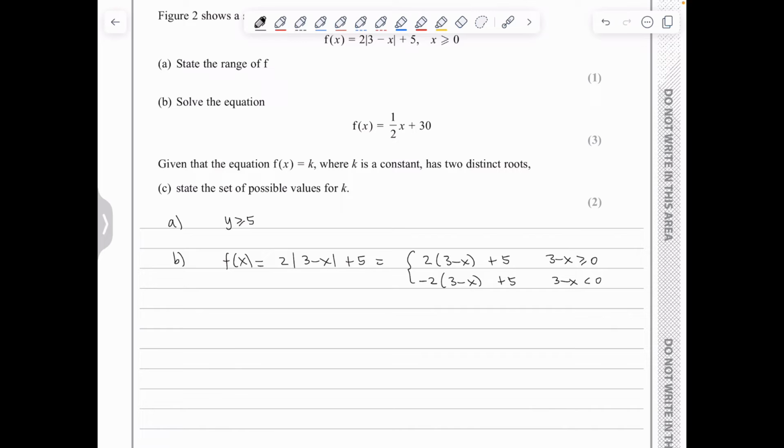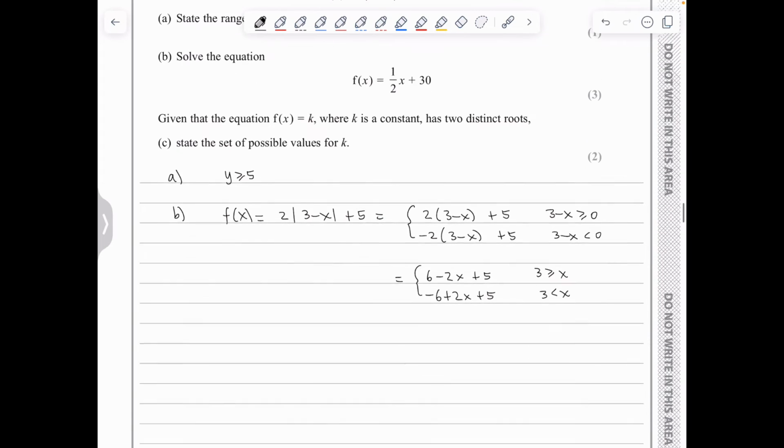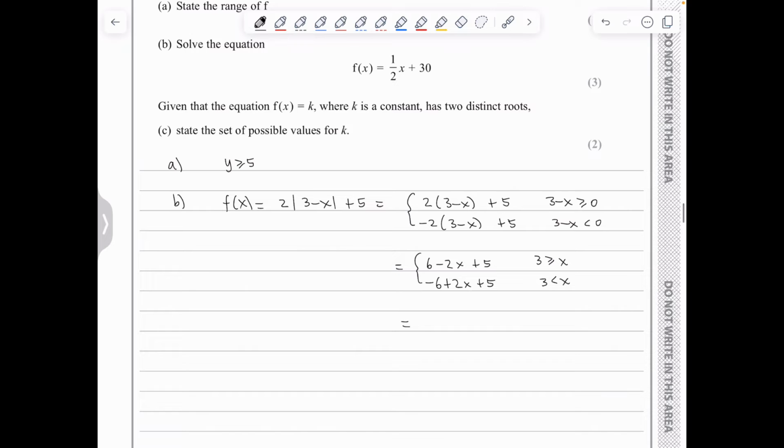Now I will expand this. I get 6 minus 2x plus 5 for 3 greater than or equal to x, or negative 6 plus 2x plus 5 for 3 less than x. So further simplification leads to minus 2x plus 11 for x less than or equal to 3, and 2x minus 1 for x greater than 3.